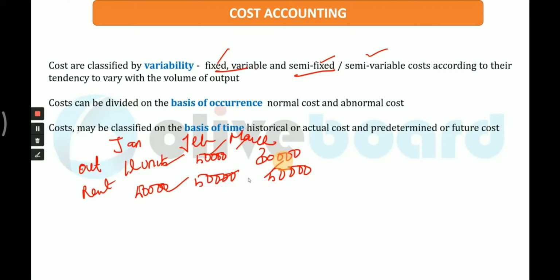Such a type of cost is called fixed cost. Fixed cost means the cost will not vary with the levels of output. Is that clear? A classic example for that is rent of a factory, because even if you shut down also you have to pay that. Suppose in April you shut down. Do you need to pay the rent or not? Of course you have to pay the rent.